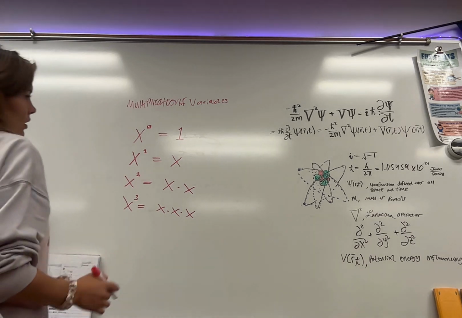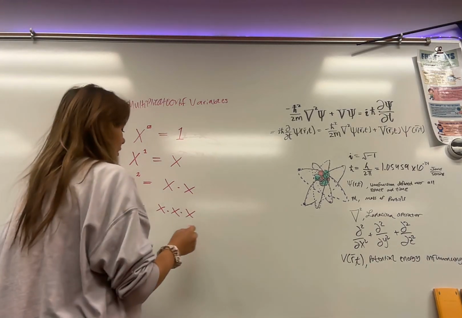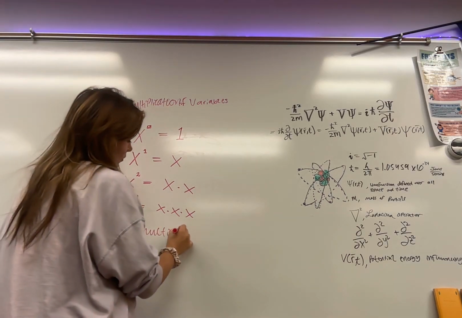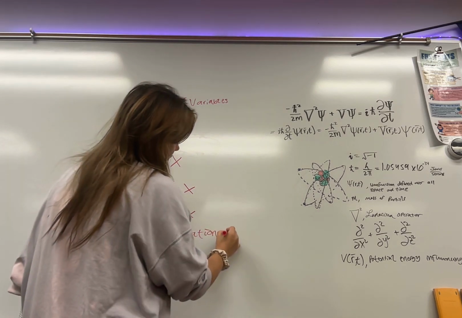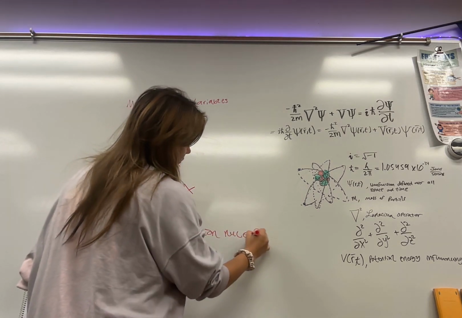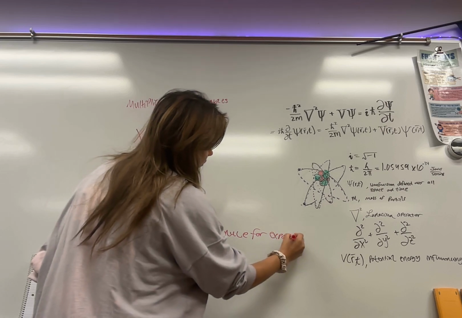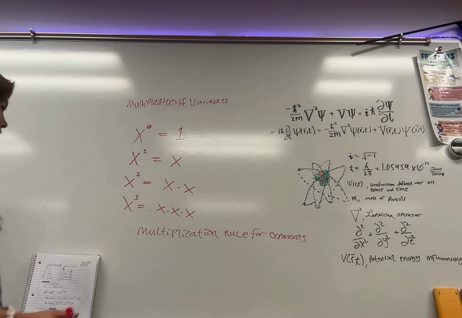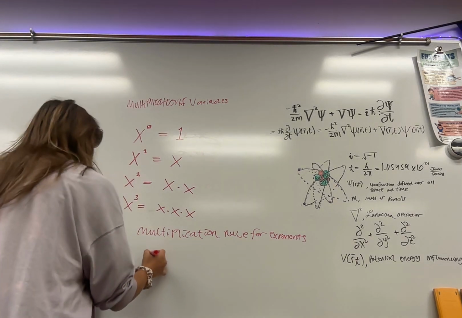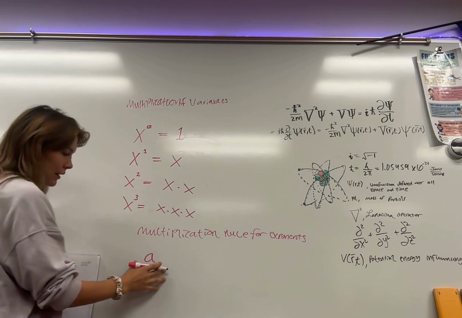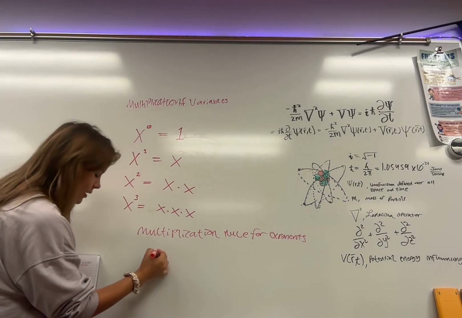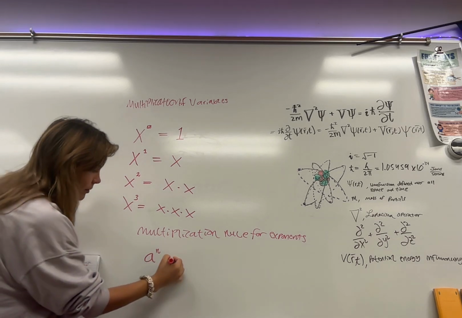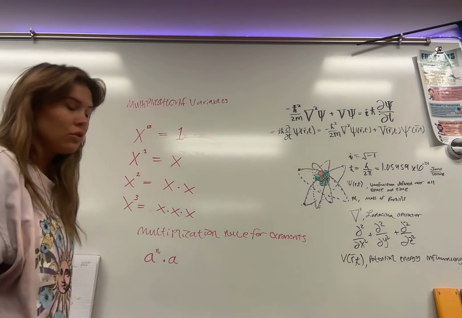So, really what this draws upon is the multiplication rule for exponents. Okay, so the multiplication rule for exponents basically says that if you have some variable a, now a is the base, okay? So a to the some number n in the exponent times a, again, they need to share the same base in order to do this.